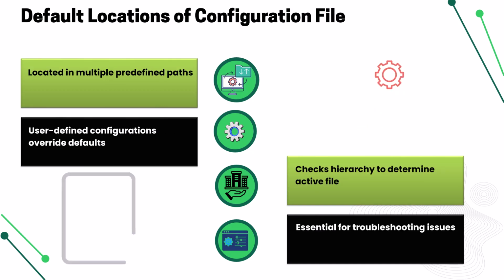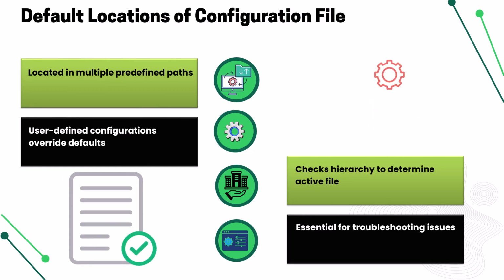Ansible's configuration file has a few homes. It doesn't just settle in one place. Default locations ensure predictability, but custom paths let you take control. If something goes wrong, knowing where to look can save you from yelling at your screen. Understanding this hierarchy is half the battle.